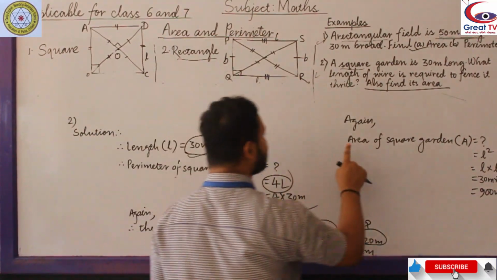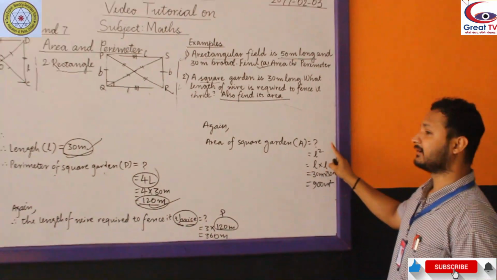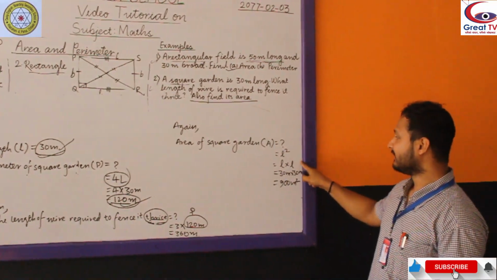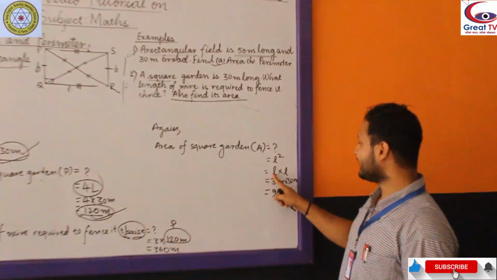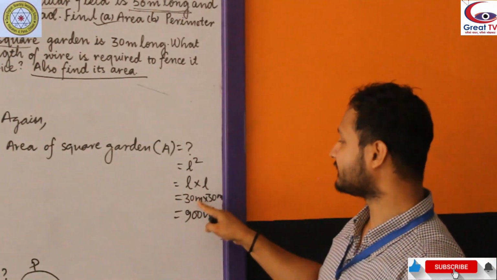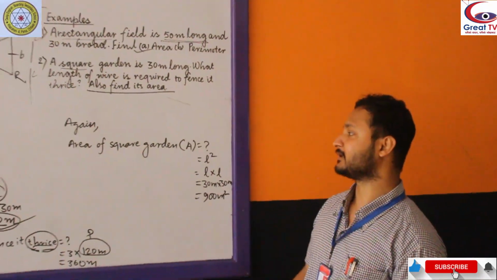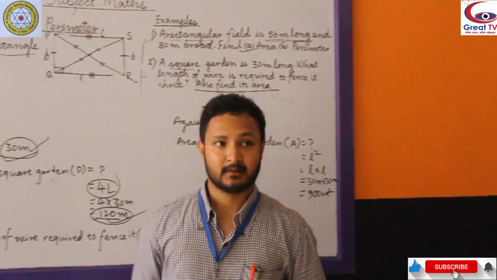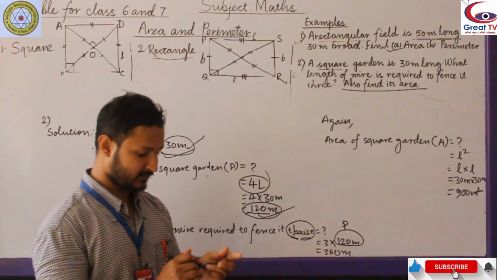Now, what would be the area of that square garden? The formula is L square. L square means L into L. The value of L is 30 meter here. That's why both L's are replaced by 30 meter. 30 meter times 30 meter, we get 900 meter square. So this is the area of this square garden.